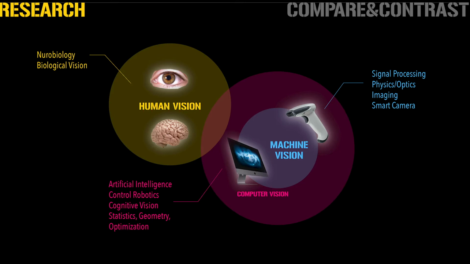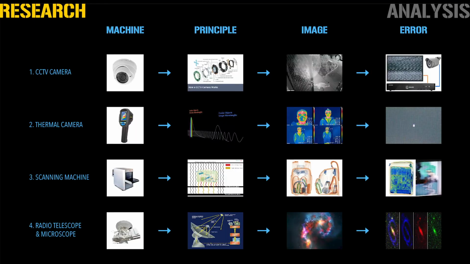Nowadays, machine vision is closely connected with computer vision, which is based on fast-speed data analysis and developed as artificial intelligence. Now, we want to show different types of machines, their vision, principle, image, and image of the era.